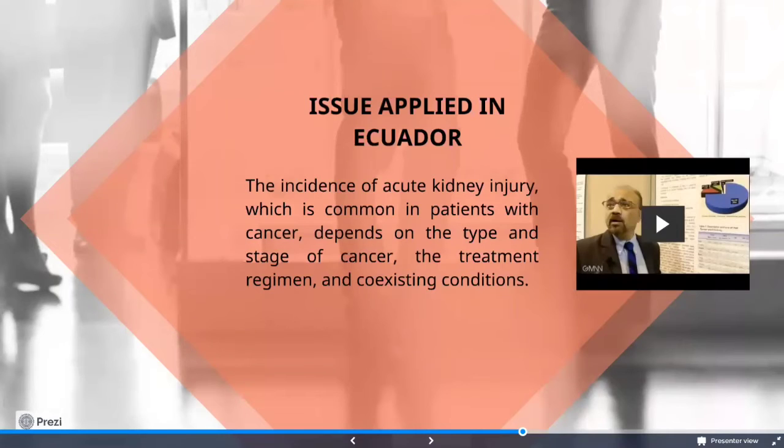The incidence of acute kidney injury, which is common in patients with cancer, depends on the type and the stage of cancer, the treatment regimen, and coexisting conditions.